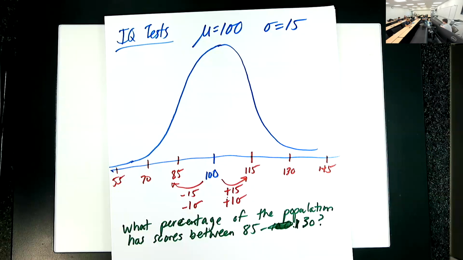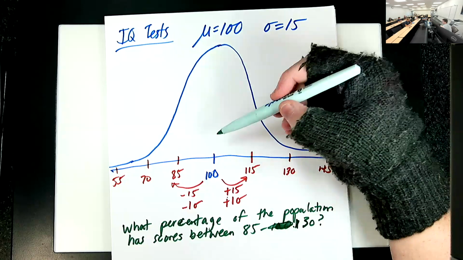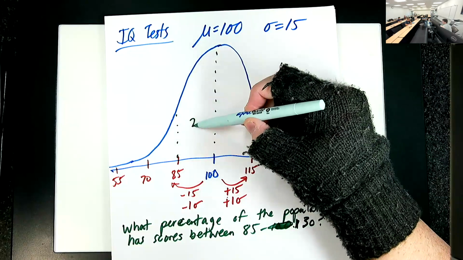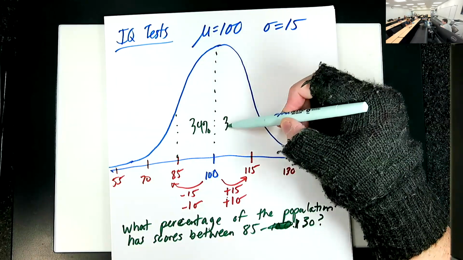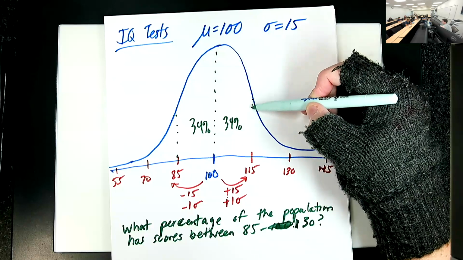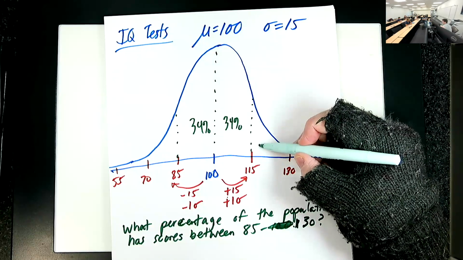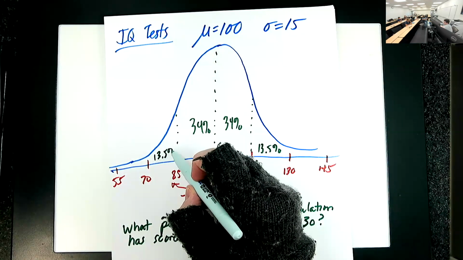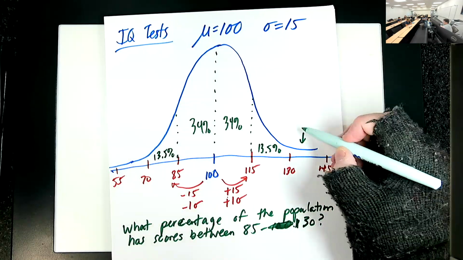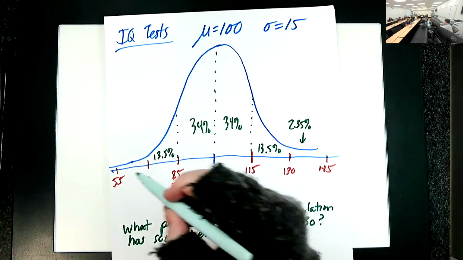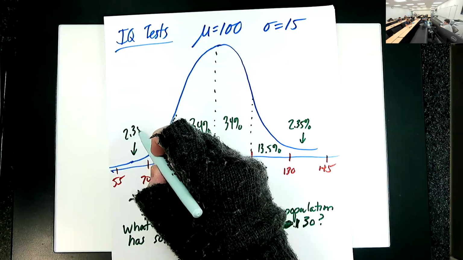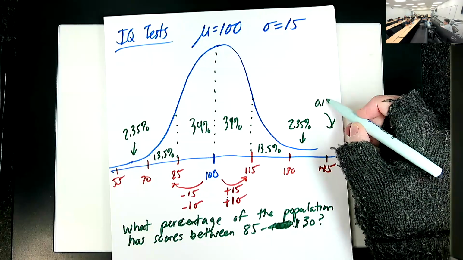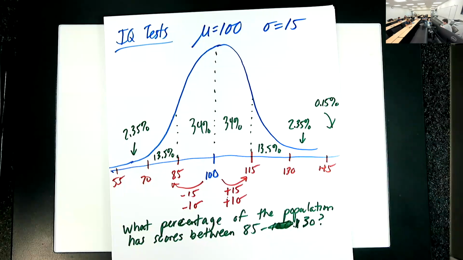So that means filling in, looking at that chart. 34% is one deviation away. Then we had 13.5%. That part is 2.35% on both sides. And finally, on the last one, everything past 3 deviations is 0.15%.